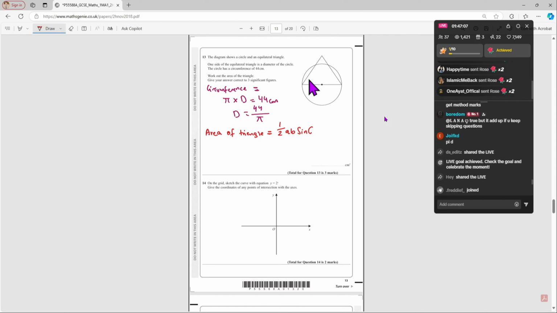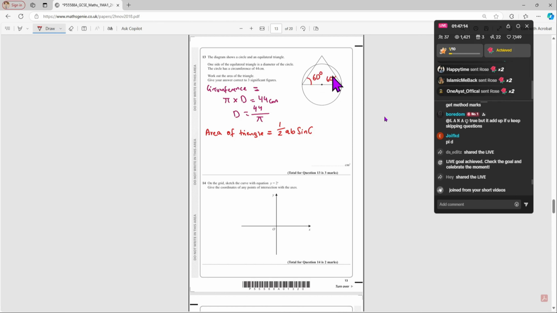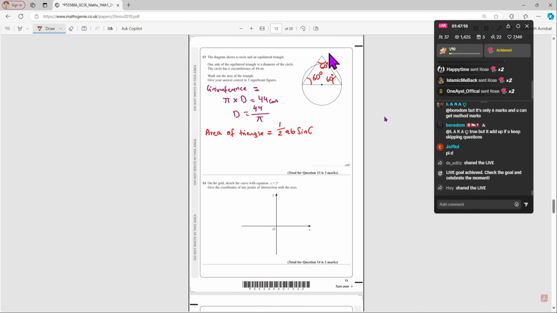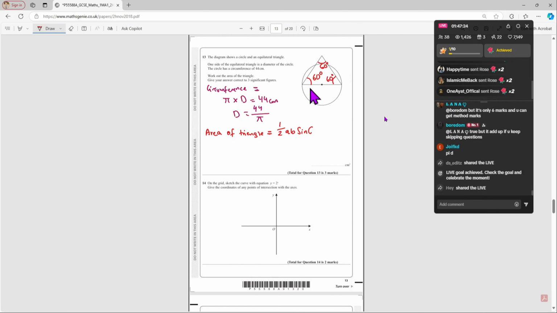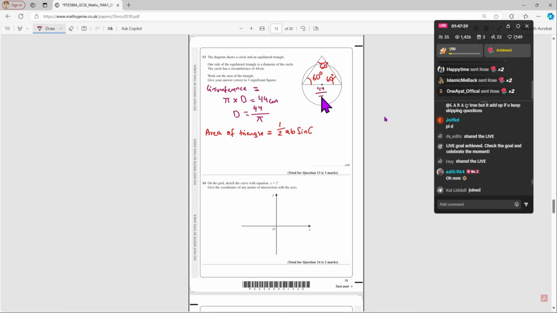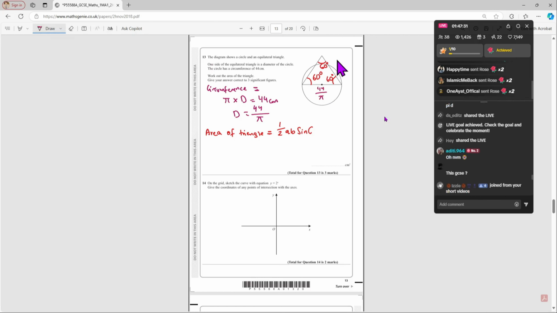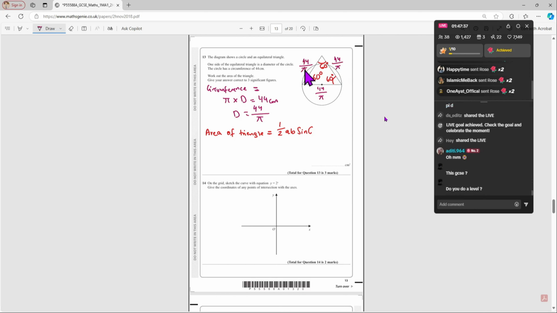We know that in an equilateral triangle, every single angle is 60 degrees. This is going to be 60 degrees. This is 60 degrees. And this is 60 degrees as well. And now we know that each length is the same. So we know that this length over here is 44 over pi. That means this length is going to be 44 over pi as well, and this one is 44 over pi as well.